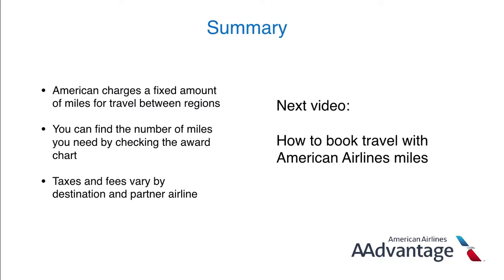To wrap this up, American charges a fixed amount of miles for travel between regions. You can find the number of miles you need for your next trip by checking the award chart. And lastly, the taxes and fees vary by destination and partner airline. You can avoid fuel surcharges by avoiding British Airways flights across the Atlantic.